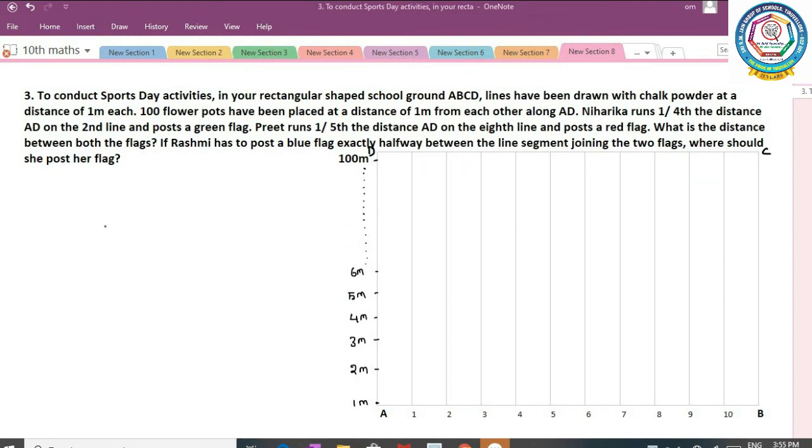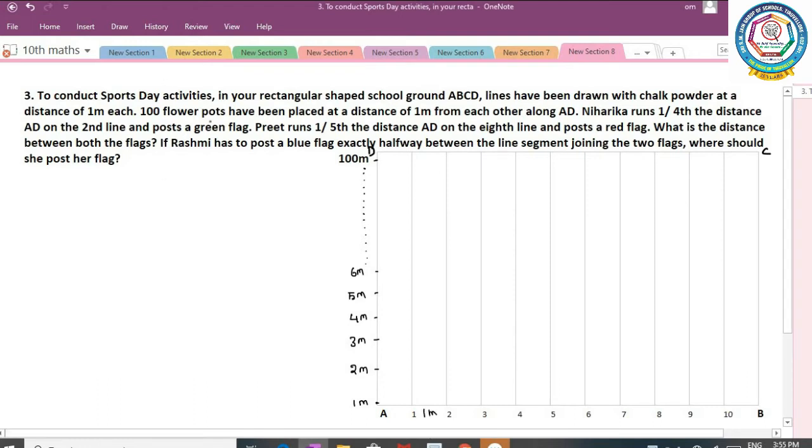Sum number 3. To conduct sports day activities in your rectangular shape school ground ABCD. See, this ABCD is a rectangular shape ground. Lines have been drawn with chalk powder. We have 1, 2, 3, 4. These lines are drawn with chalk powder at a distance of 1 meter each. Each distance is 1 meter.